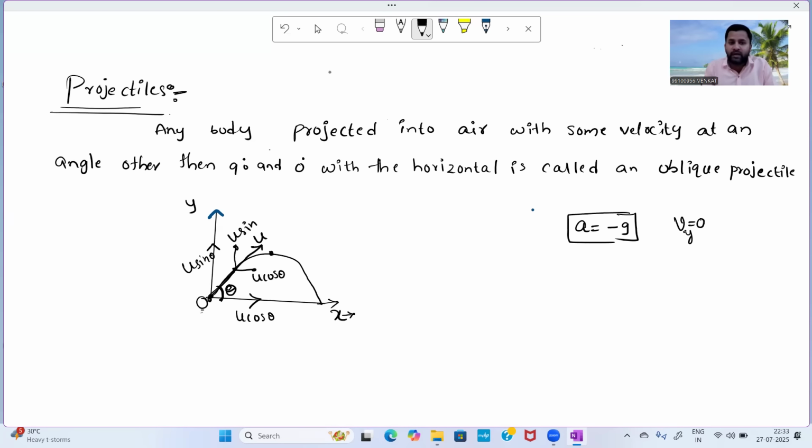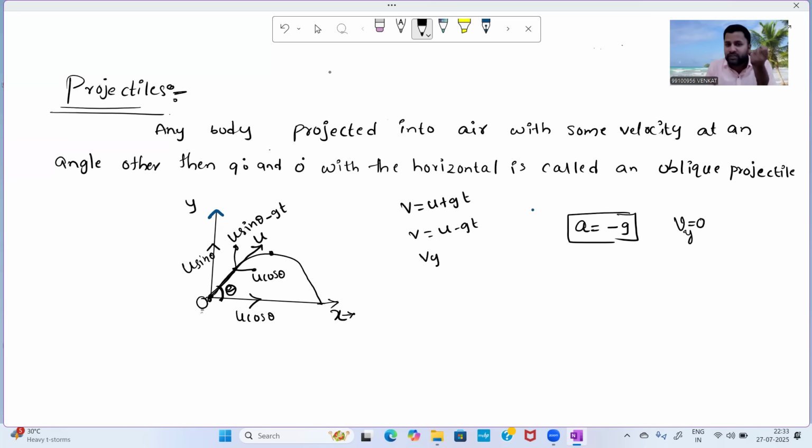That is u sin theta minus gt. We know very well from the kinematic first equation, v equal to u plus gt. In the vertical upward direction, v equal to u minus gt. Why? Because when the body is moving in the vertical upward direction, gravity decreases the velocity. That's why we represent it as u minus gt. Here the term gt is slowly increasing, and what will happen? At some instant the velocity will become zero.